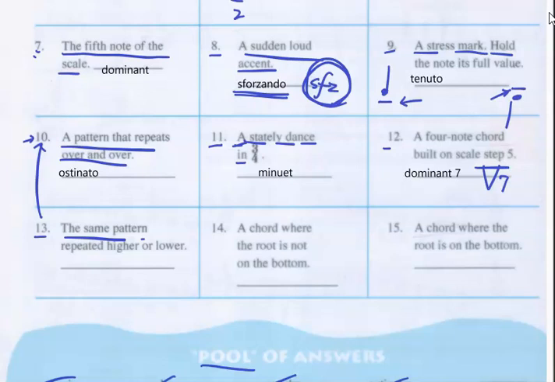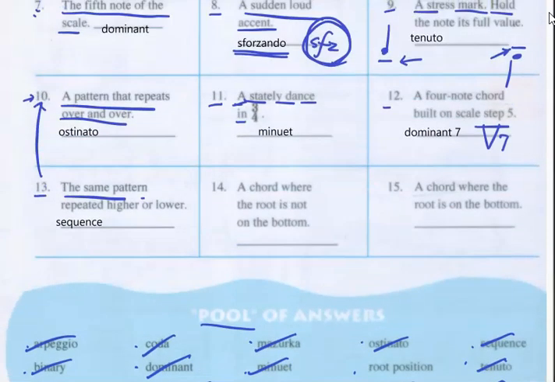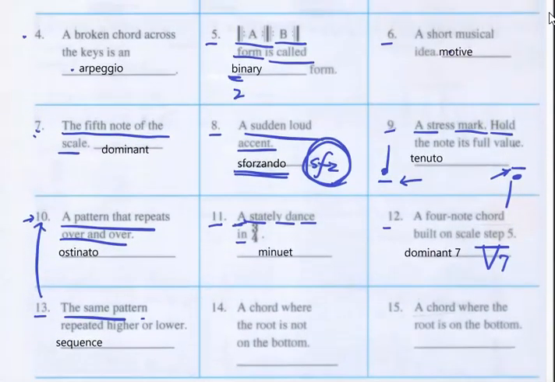So it's like this. I play the pattern going higher and higher. It can also go lower and lower. Like this. So this is called sequence. Here, sequence is gone. We have only 2 questions left.